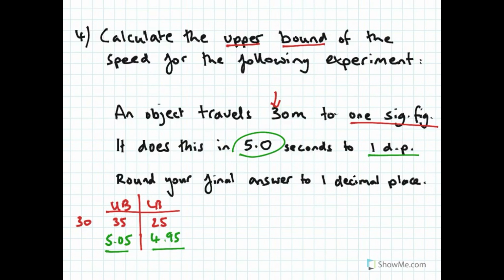Speed equals distance over time. Let's finish this question then. Speed equals distance over time. If I want to find the maximum speed, it does say the upper bound of the speed, I'm going to divide the biggest possible distance by the smallest possible time. So I actually want to do 35 divided by 4.95. And if you check that on your calculators, to 1 decimal place it's actually 7.1.